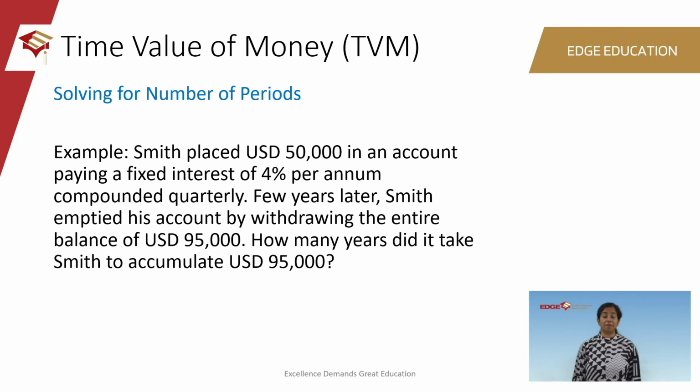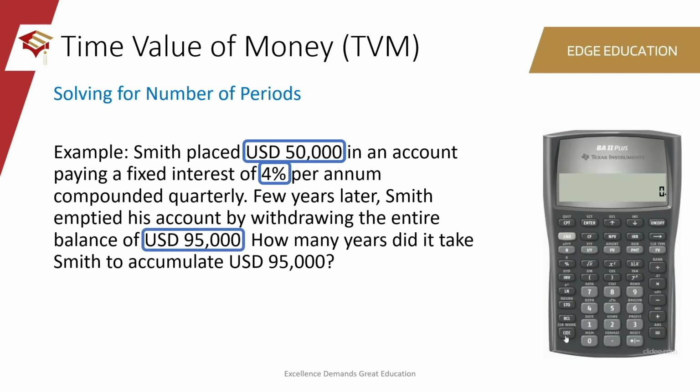We again begin by gathering all the relevant information. $50,000 is the amount Smith had placed in the account at the start, so that will be our present value. His account was paying him an interest of 4% compounded quarterly. That would be our I/Y, but we have to adjust it to make it for a quarter. Smith emptied his account when it was worth $95,000, and that will be our future value. We begin by clearing our calculator memory. Go ahead and press second and clear TVM.